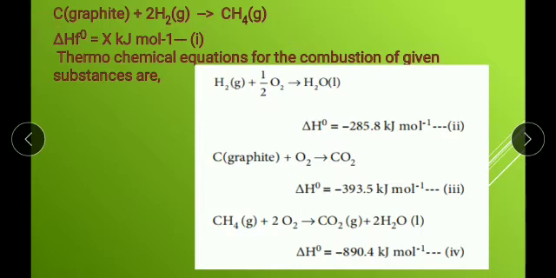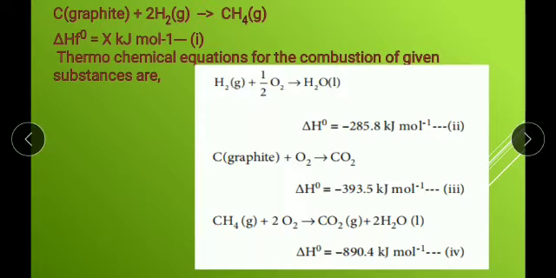What is the formation? Carbon and hydrogen, we are getting methane. The form of graphite we are taking as carbon. So carbon and hydrogen, we are getting methane. Then del H f naught, the standard enthalpy of formation, is equal to X. We are going to calculate.